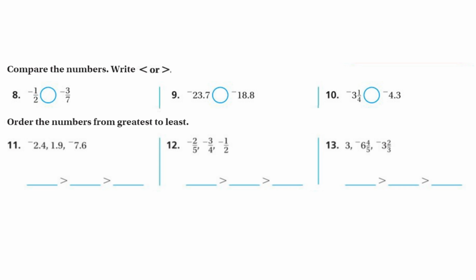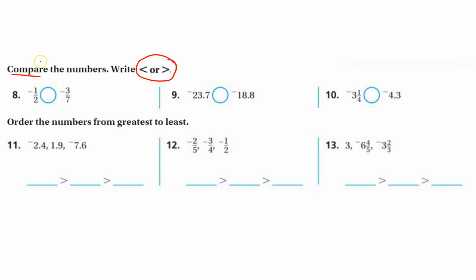All right, compare the numbers, write less than or greater than. Whenever you're comparing numbers, you're using these signs. Okay, so -1/2 and -3/7. So a few different things we can do here. We can change them both to decimals, or we can have them both be fractions, but fractions with equivalent denominators. I prefer to change everything to decimals.